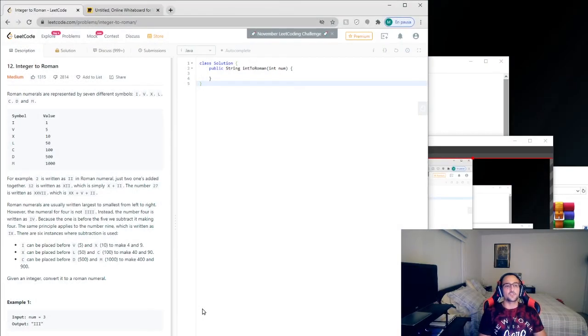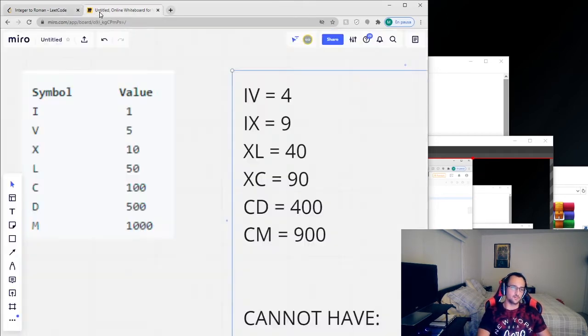Alright guys, so the question that we're trying to answer here is relatively simple. Given an integer value, how do we output the corresponding Roman numeral for that number? We have to create a function that does that. So let us go ahead and see how we can figure this out.